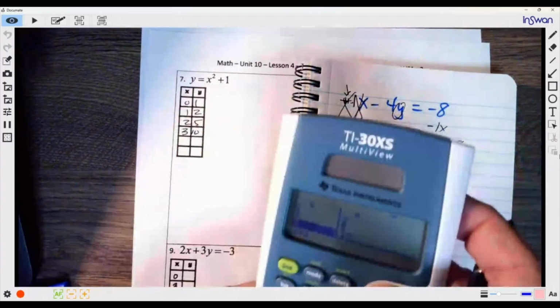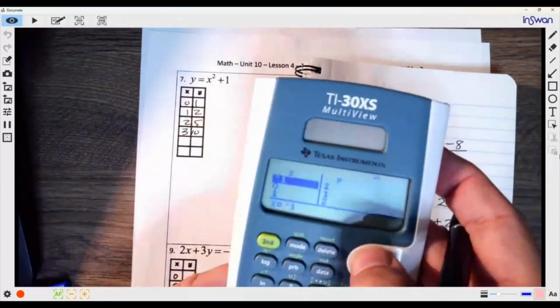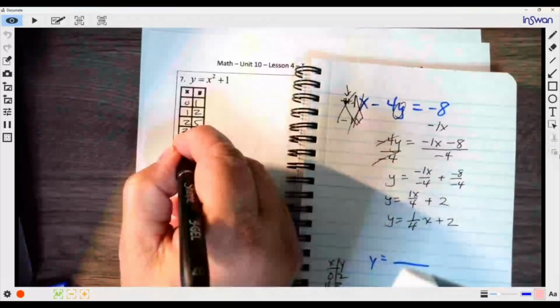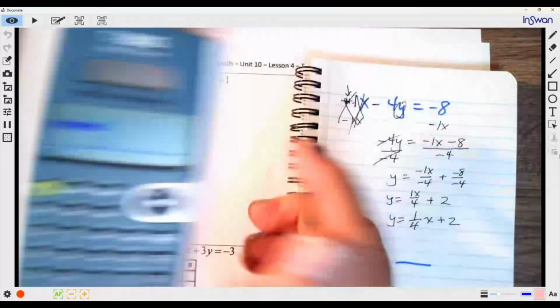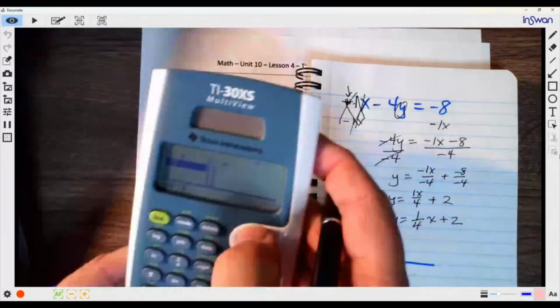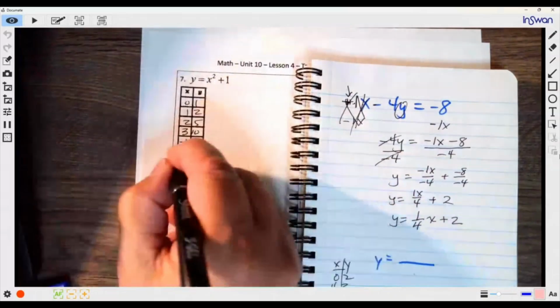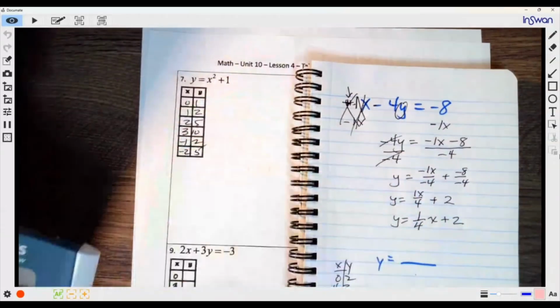Go get a negative. Negative 1, 2, and negative 2, 5.